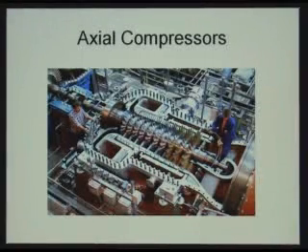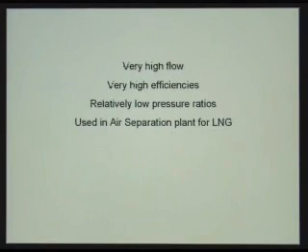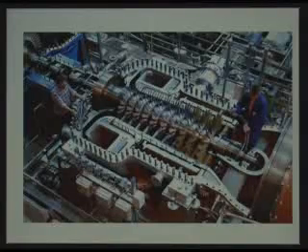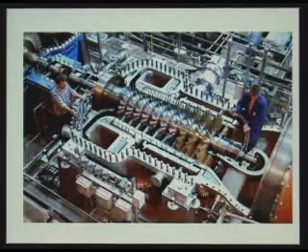Axial compressors. If you recall from one of the opening slides, these are extremely high flow machines, very high efficiencies because they do have such high flows. The internal recirculations are such a small percentage. These are up in the high 80s and low 90s percent-wise. They have relatively low pressure ratios. You'll never get maybe above 500 or 600 psi. Right now they're used in air separation plants for LNG. This is what they look like.